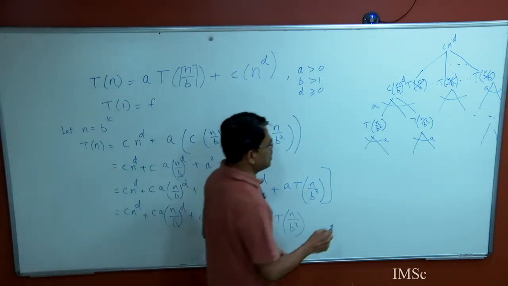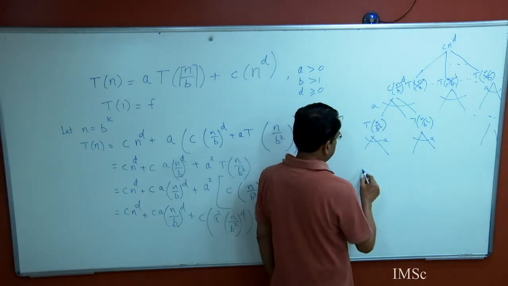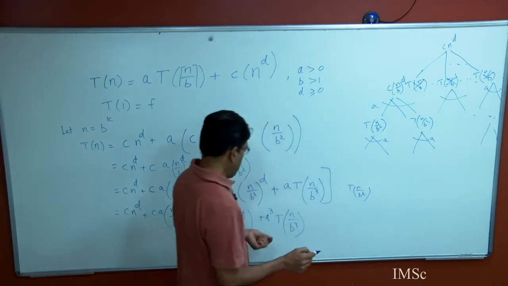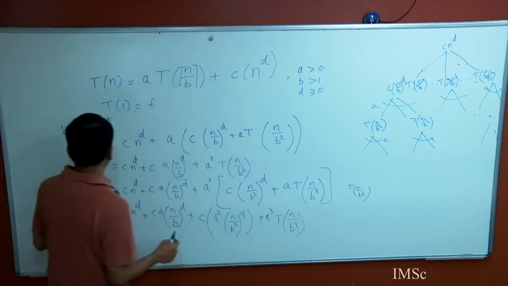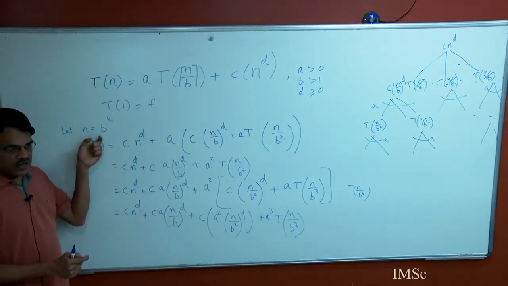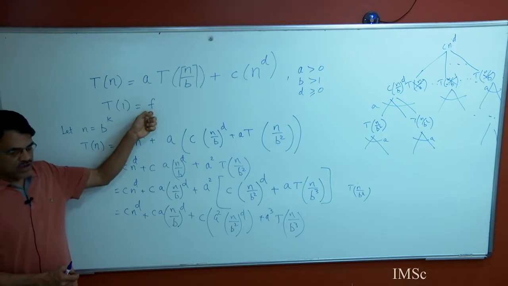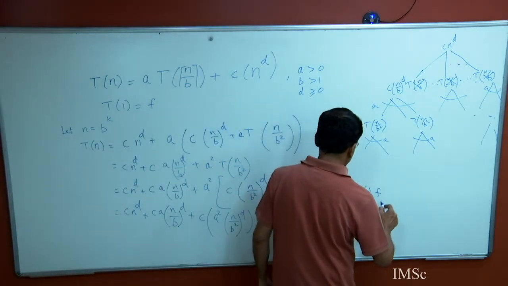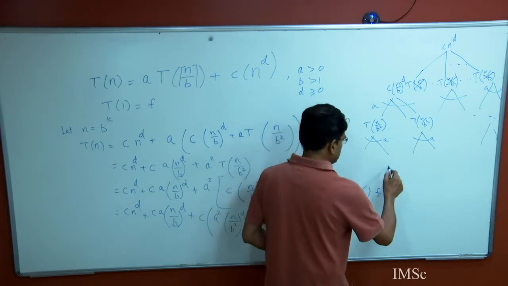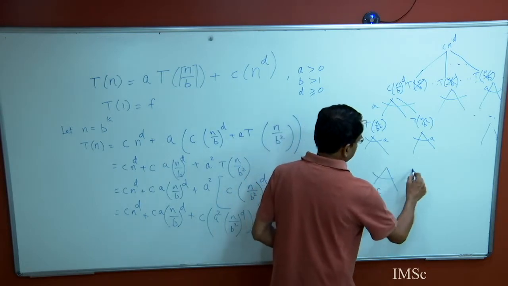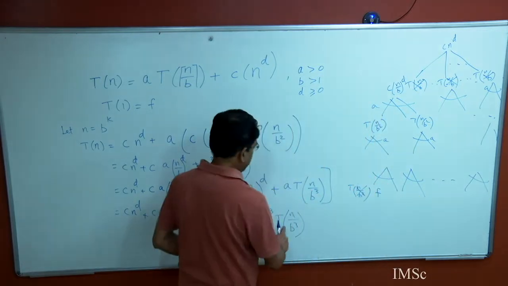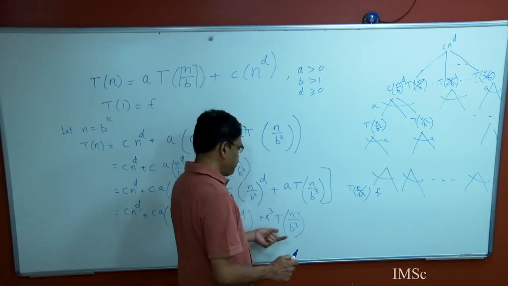K, because eventually you will have at some point T of n over b power k, A power k times, and n over b power k is 1, and T of 1 is f. So, all of these guys will become f, right. So, how many f's will be there? So, at the end, it will be A power k times T of n over b power k.